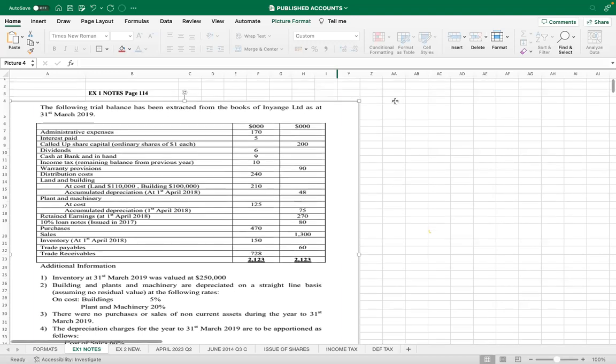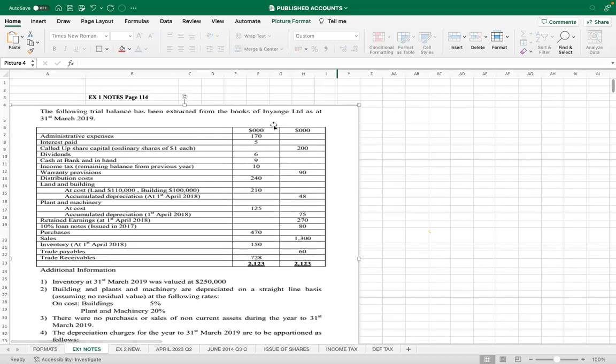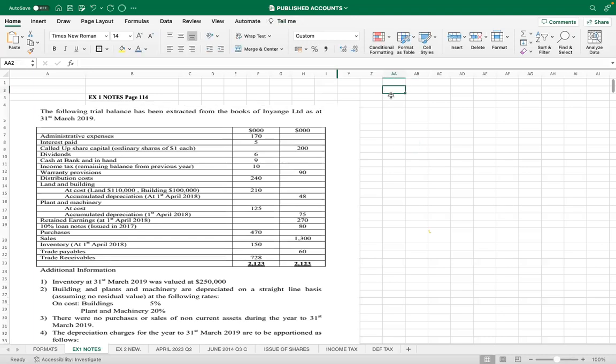So let's have a look at what is given. In this question, we said that whenever you have any question on financial statements, start by preparing the financial statements themselves. So in our solution, this is the solution for example 1 from the notes.